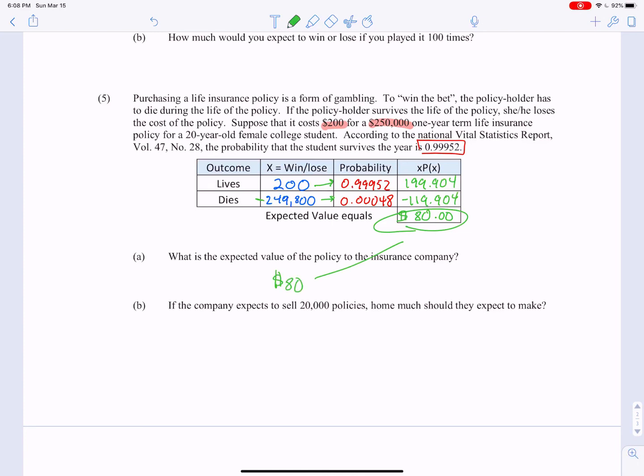If they happen to sell 20,000 policies, well, then how much would they expect to make for that? Well, 20,000 times 80, which is equal to $1.6 million. So if they sell 20,000 policies and they're making $80 per policy on average, then they're going to make about $1.6 million. So I guess that's pretty good.